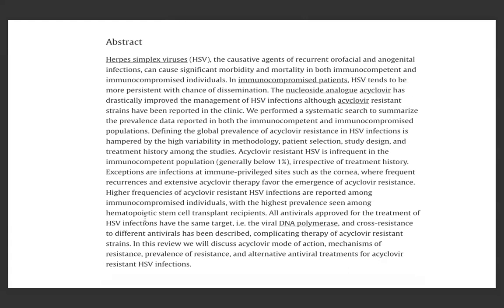All antivirals approved for the treatment of HSV infection have the same target, the viral DNA polymerase, and cross resistance to different antivirals has been described, complicating therapy of acyclovir resistant strains. In this review, we will discuss acyclovir mode of action, mechanism of resistance, prevalence of resistance, and alternative antiviral treatment for acyclovir resistant HSV infection.